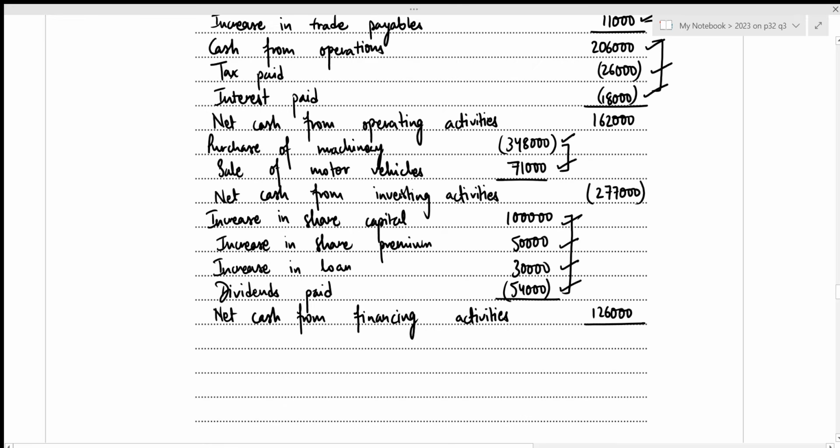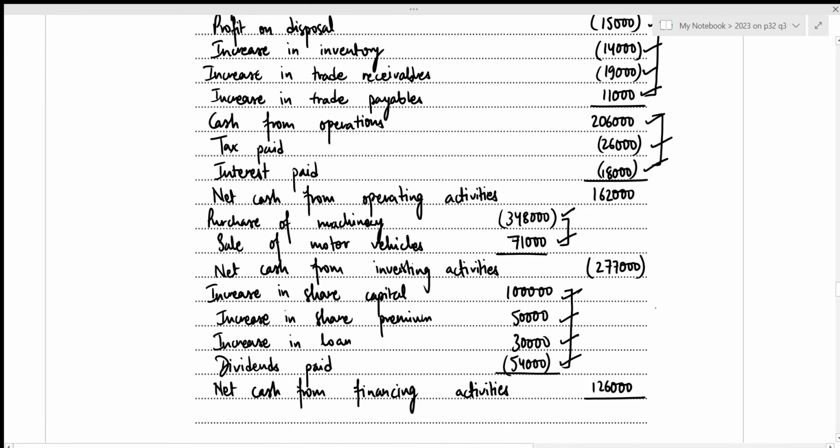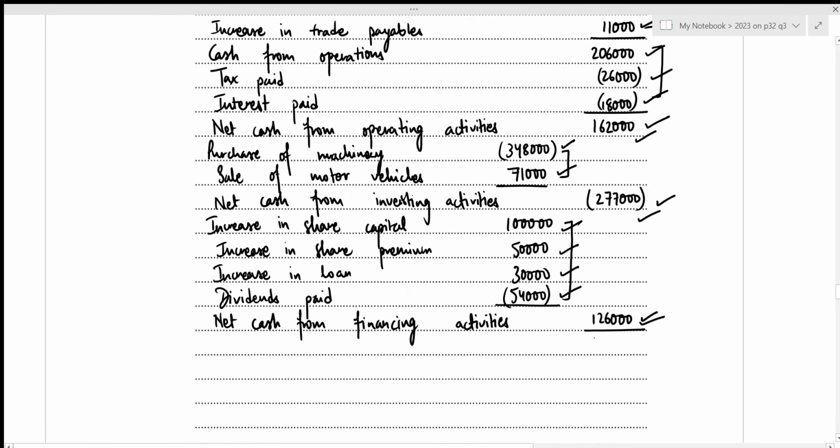Now we need to figure out the net increment or decrement in our cash and cash equivalents. So for this, we just need to add the net cash from operating activities, net cash from investing activities, and net cash from financing activities. In this case, that's 162,000 minus 277,000 plus 126,000, which results in positive 11,000. So since this is a positive amount, this is the net increase in cash and cash equivalents.